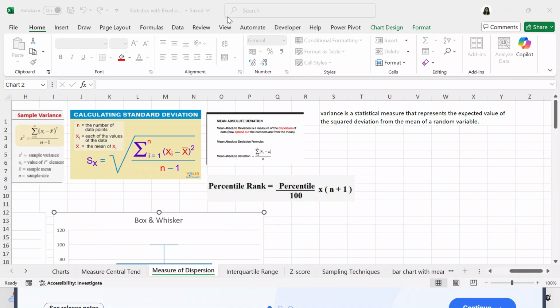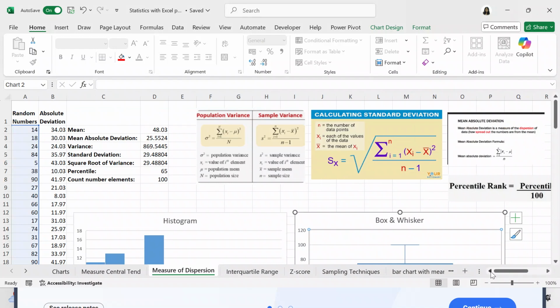So variance is a statistical measure that represents the expected value of the squared deviation from the mean of a random variable. So that's telling you what variance is. And variance is one of the measures of dispersion. The two main measures that are part of variance are the variance and the standard deviation. And the standard deviation is the square root of variance.